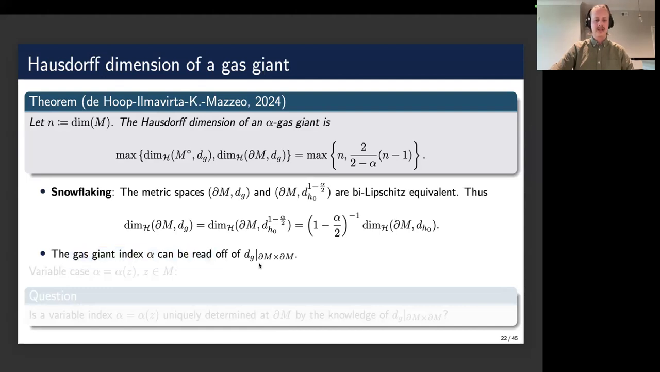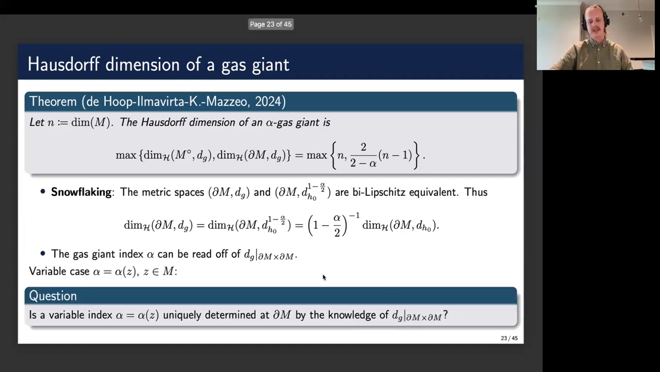Okay, so that proves this. What I think is nice about this is, for example, that since it takes only the boundary distance function data to compute this Hausdorff dimension of the boundary, we can always read off the alpha index from these boundary distances. So using these functions, you can always compute this one, and then from here it's simple algebra to figure out what your alpha is.